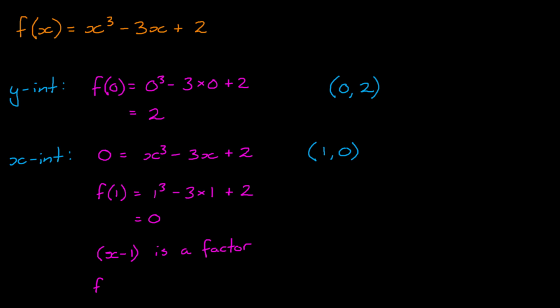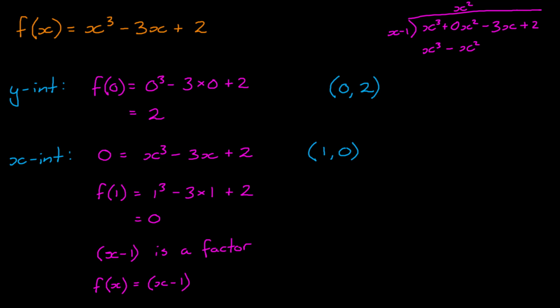Okay, and therefore our function f of x is equal to x minus 1 times something. So we'll come over here and we'll just do that quickly. So we've got x cubed minus 0x squared, so plus 0x squared, minus 3x plus 2, and we're dividing into that x minus 1, and so we can see that we're going to need an x squared term, and that'll give us x cubed minus x squared. Subtracting that away, and we're going to get plus x squared. Bring down the minus 3x.